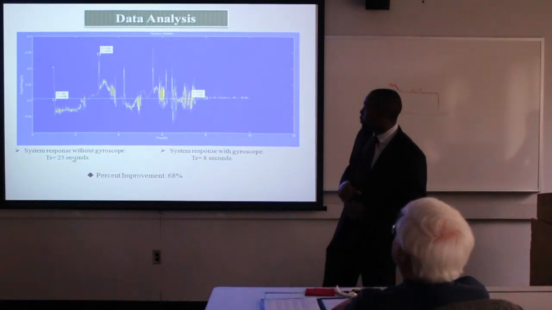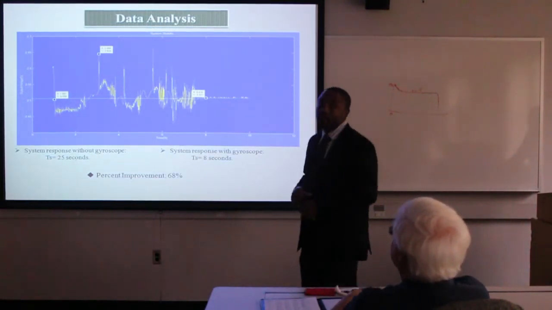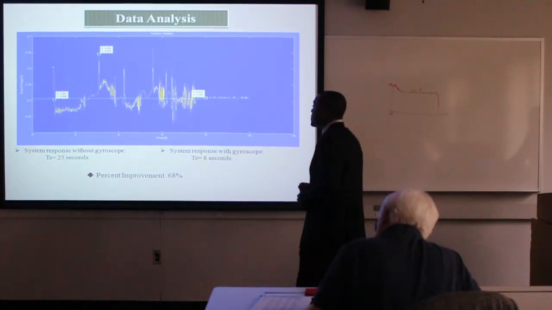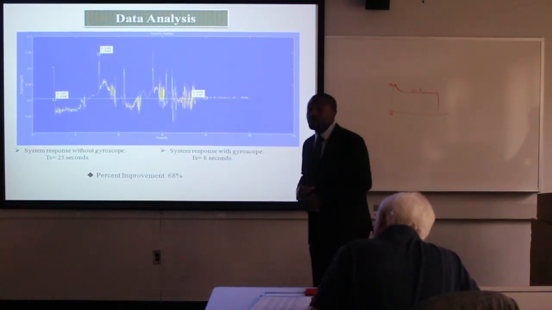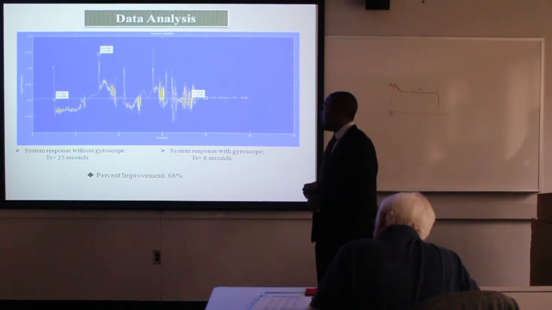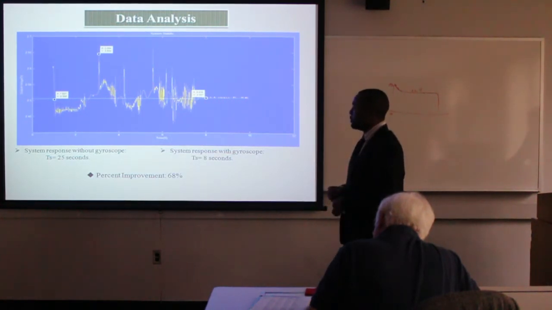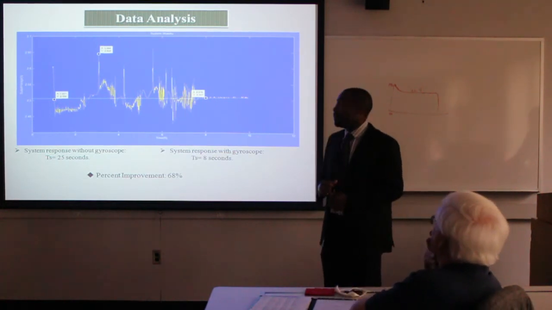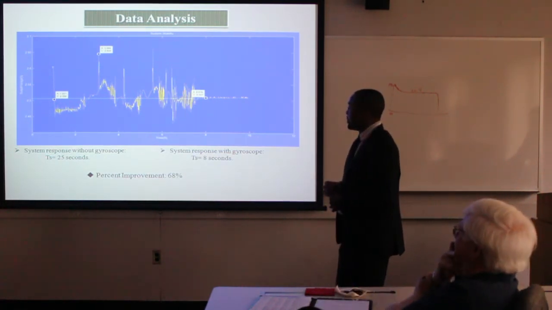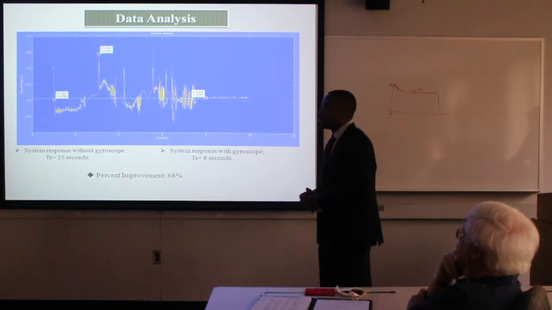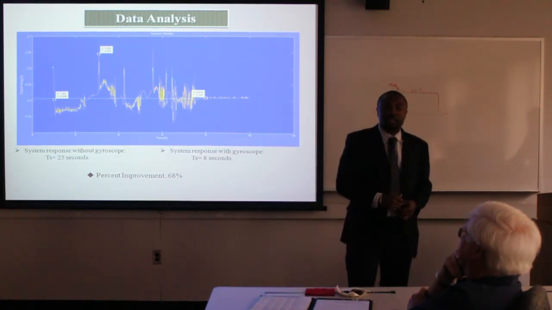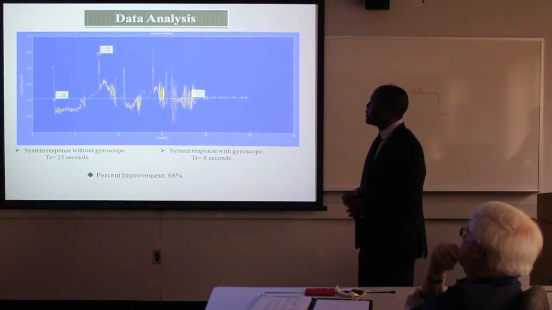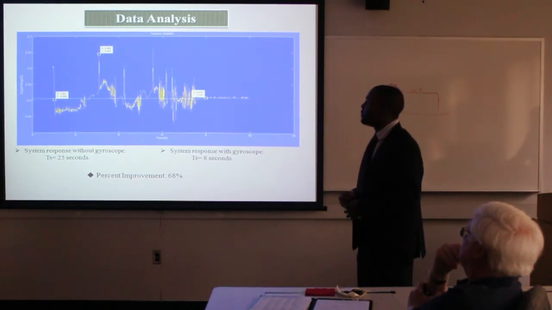And that's the result that we got after doing approximately 3 experiments. It took approximately 8 seconds for the system to get back to a stable state. If you remember, previously we had 25 seconds for the tower to get back to a stable state. So we had approximately 68% of improvement on the settling time. We actually passed our goal, because initially we wanted to get 50%.